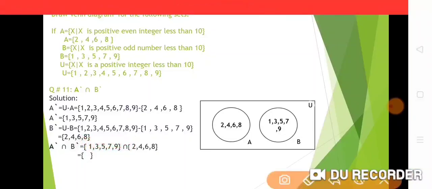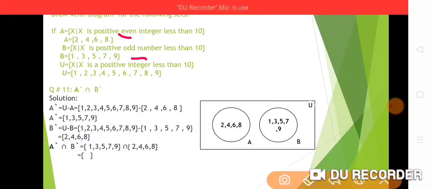Now I want to draw a Venn diagram for that. For the Venn diagram, first we recognize the sets, like which set is this. Here A is 2, 4, 6, 8 and B is 1, 3, 5, 7, 9. In set A and set B, no element is the same. All the elements are different.